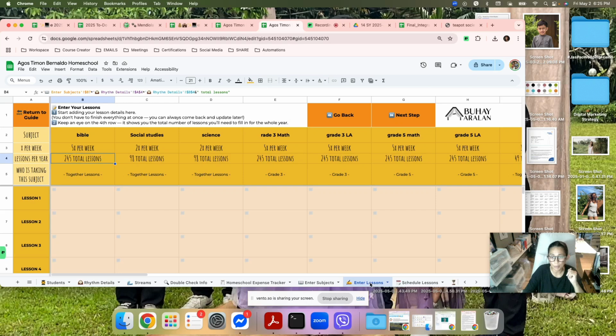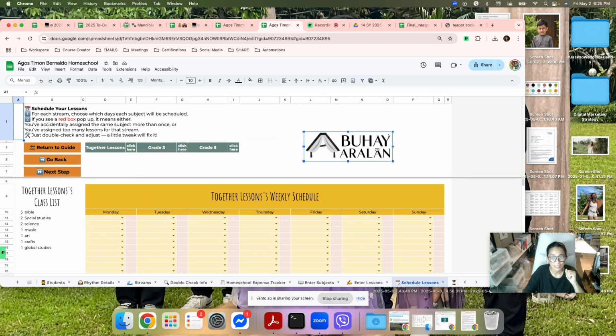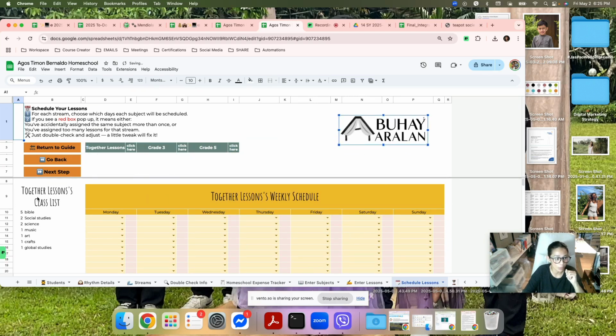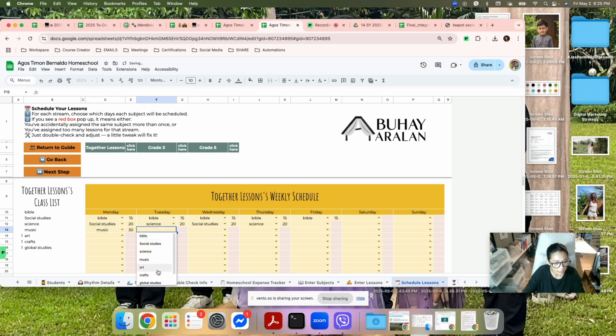So this is the overwhelming part. This is where you will probably take long and type in the lessons. Okay? But once you plug your lessons in here, it's going to be magical already. This is when you schedule each of your subjects. So for example, in our together lessons, because we do it every day, I'm going to put this in every day. Social studies, we start off with that, and then because I alternate that with science, I'm going to put that here. And then we also do music and then art here.